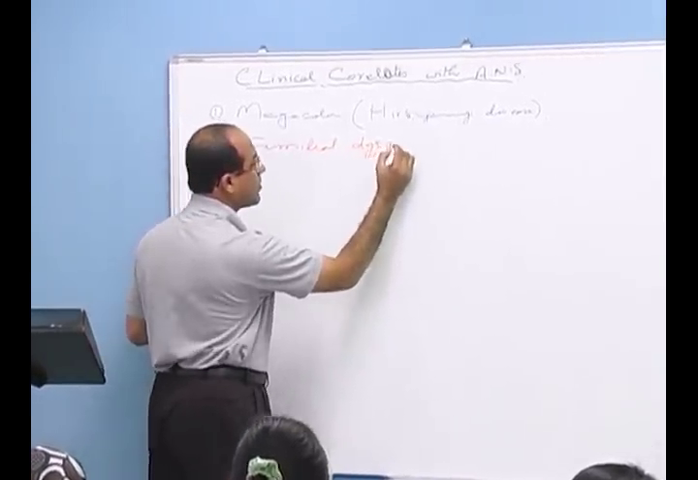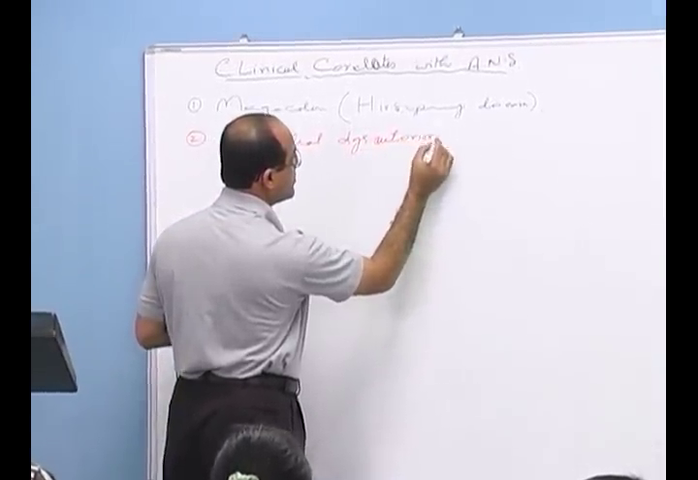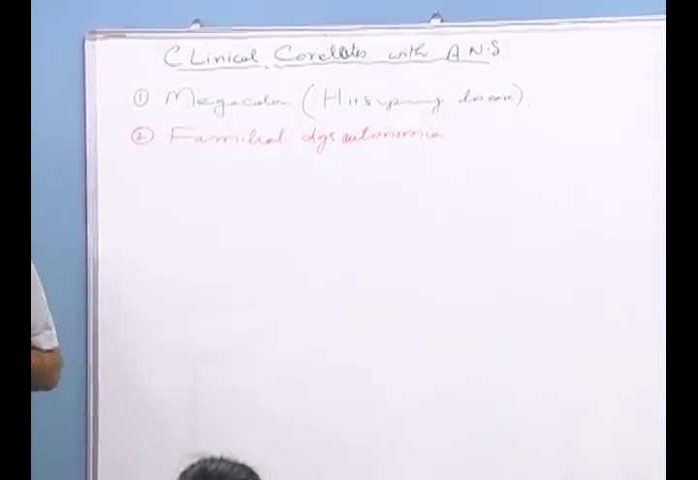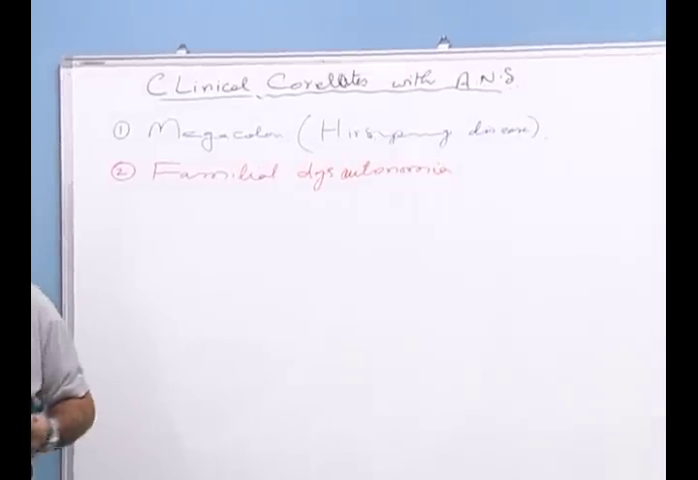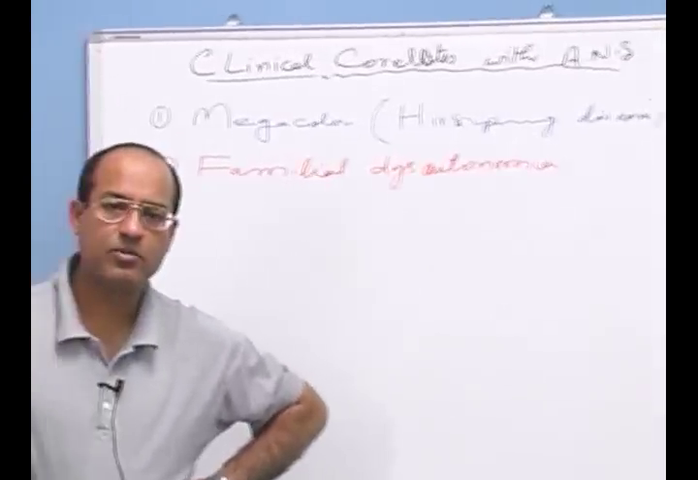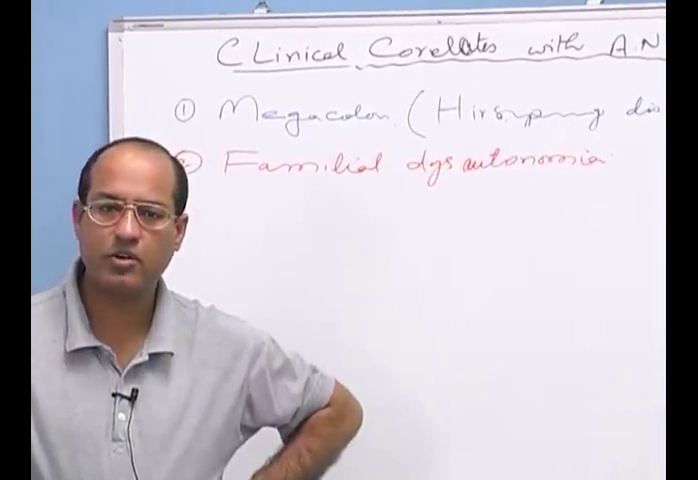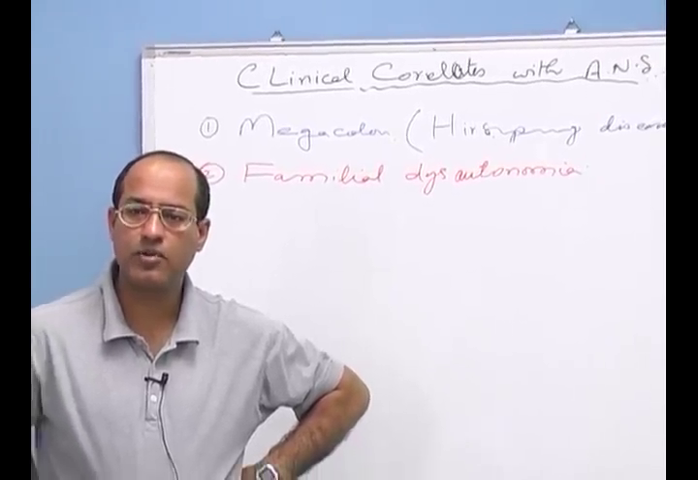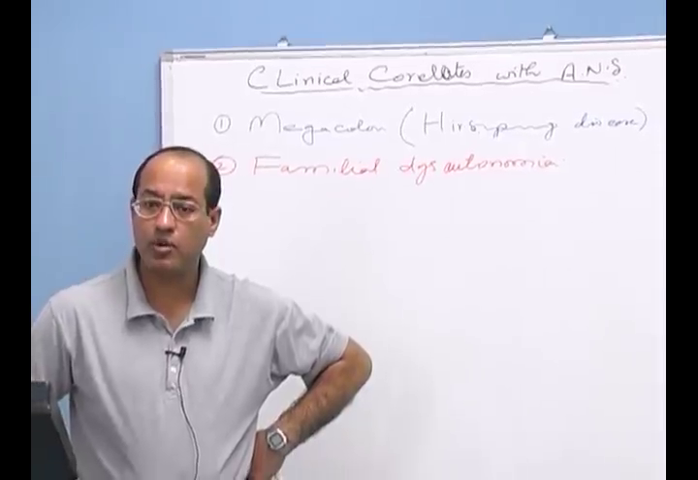Familial dysautonomia, right? This is an inherited disorder. Usually it is autosomal recessive. When we say this is an autosomal recessive disorder, it means that the defective gene should come from both parents to produce a problem in the baby.